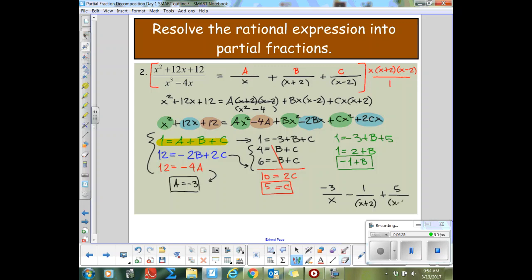And again, if you wanted the practice of adding and subtracting fractions, you could get a common denominator and combine those three fractions using addition and subtraction, and you'd end up with the original rational expression.